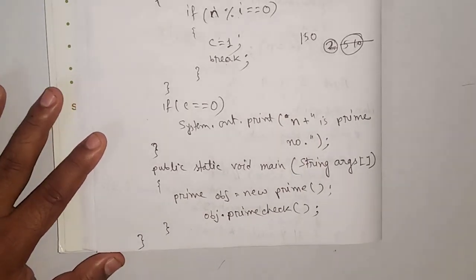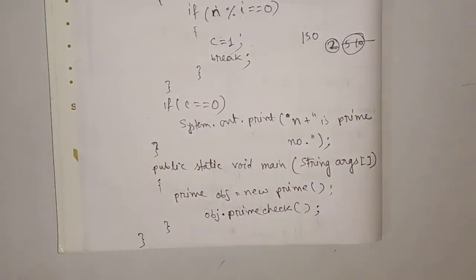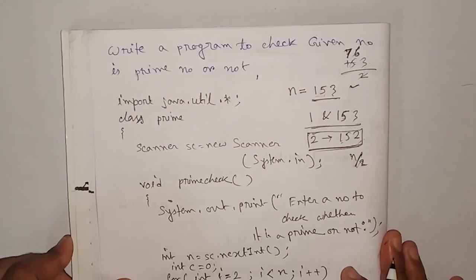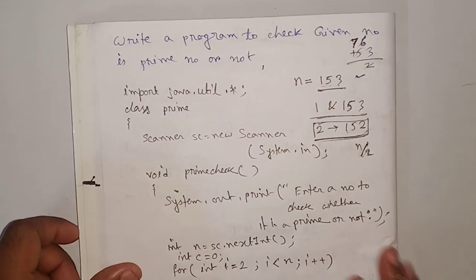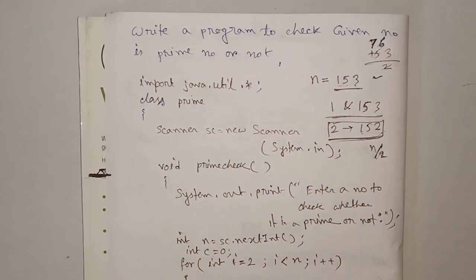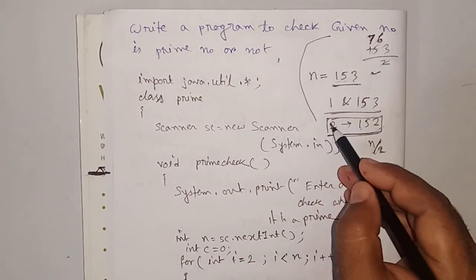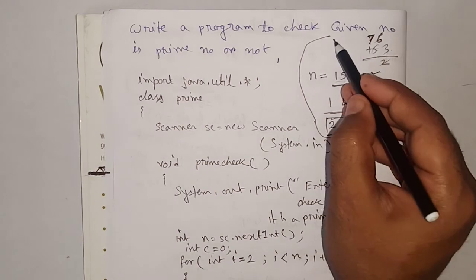I hope it is clear to you how we write the program to check whether a number is prime or not. I'm holding my copy for you, so you can pause it and write the entire code. This is the calculation portion. I'm just writing it for your help.